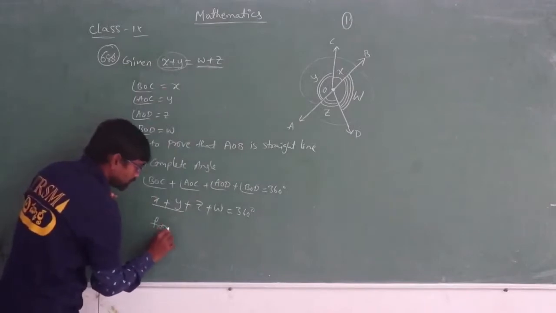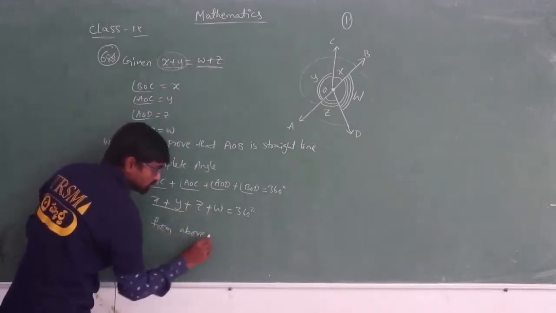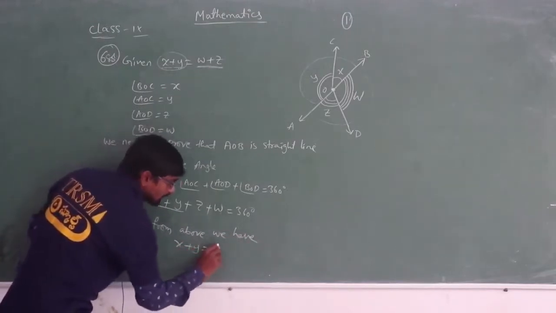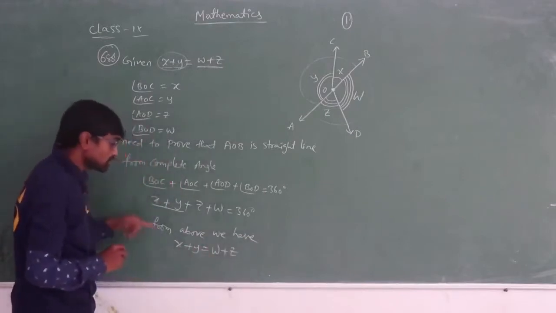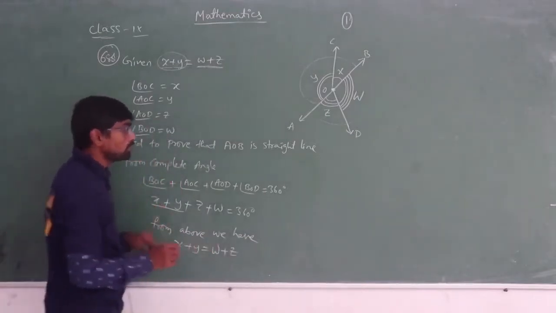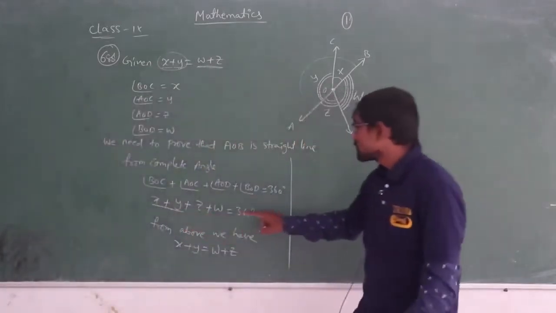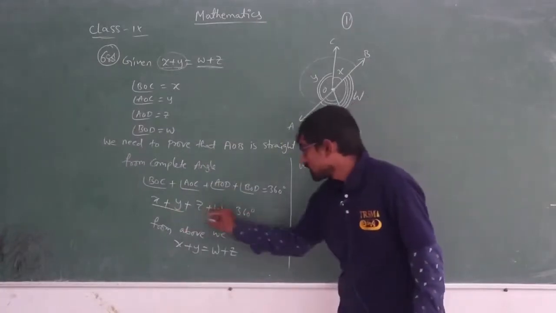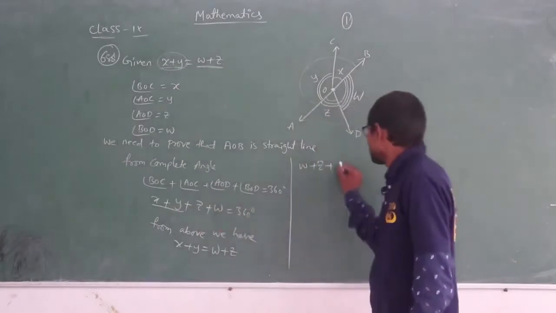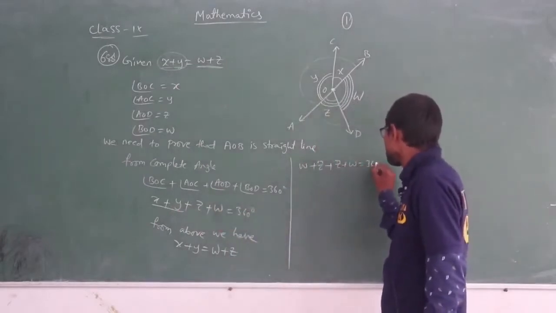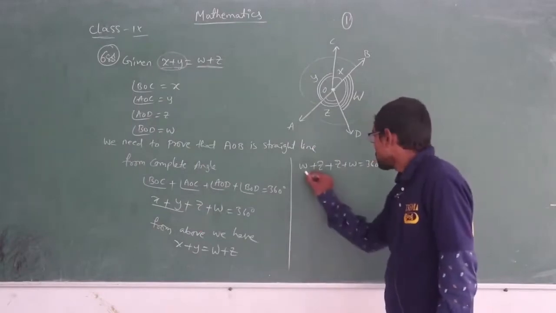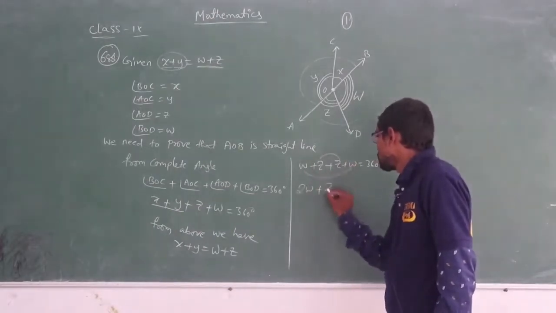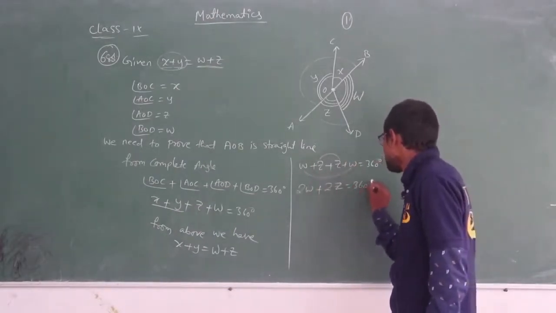So from above we have the x plus y value as the w plus z value, isn't it? So in this place I am substituting w plus z. So what will I get? In the place of x plus y I am substituting w plus z. So w plus z plus, continuing the same, z plus w is equal to 360 degrees. Am I right? Now you can see like terms, you can add: w plus w is 2w, z plus z is 2z, is equal to 360 degrees, isn't it?